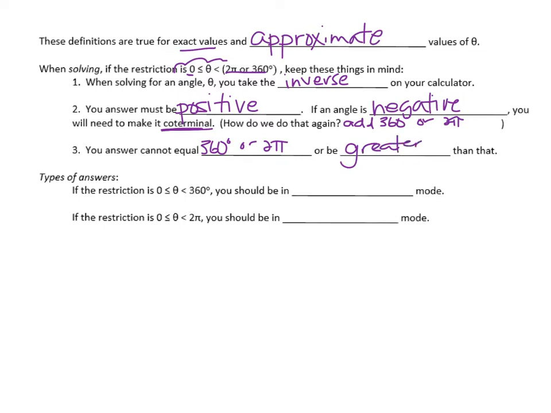There'll be lots of things to consider when we solve in this lesson. Now, to remember your types of answers, if the restriction in the directions says this, we know that that last number means you're going to be in degree mode. You'll want to make sure that you do that on your calculator before you start solving. And if the restriction in the directions says from 0 to 2 pi, you would want to make sure to convert your calculator to radian mode. Definitely do that before you start.